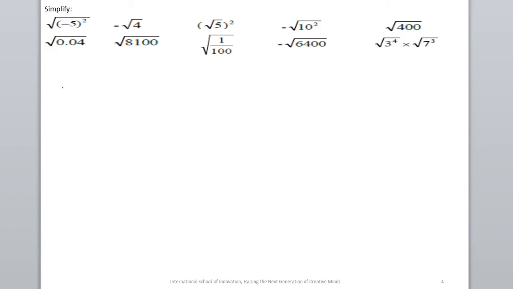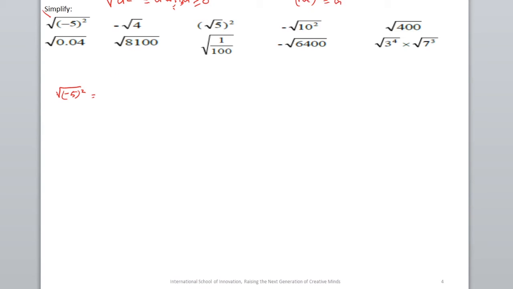Here, simplify. I'll start with the first one. Radical negative 5, all squared, is equal to what? Is it equal to negative 5? No. Let me write the rules again. Radical a squared equals a, with a positive or 0. And radical a, all squared, is equal to a. Just to remember them.